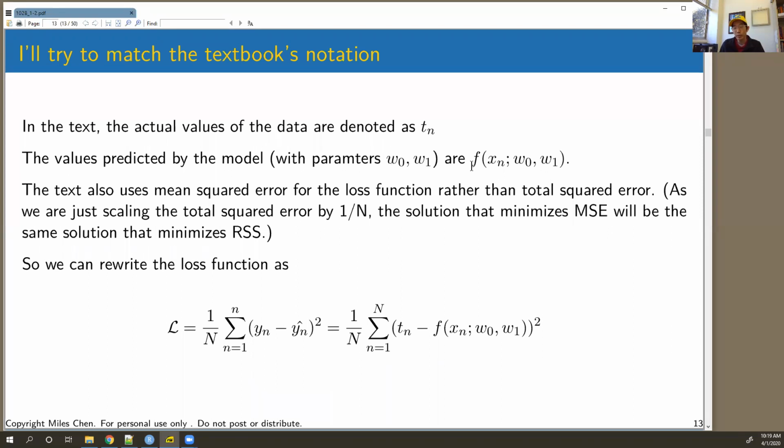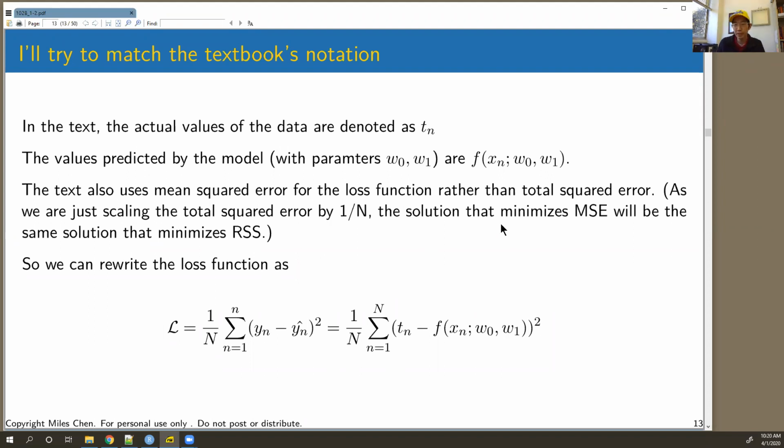And when we talk about the value that we predict, your y hat is going to be called f of x sub n, because this is basically the function that we're fitting, f of x sub n, using the parameters W0 and W1, okay? The actual values, the y's, are actually called t's in the textbook, okay? So instead of having y minus y hat, we have t sub n minus f of x sub n, W0, W1, okay? Is that all right?